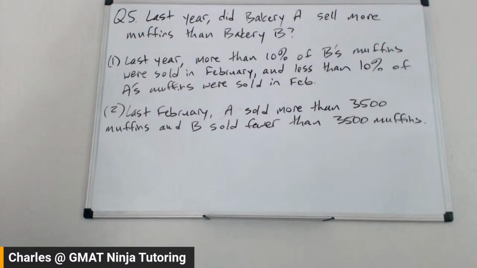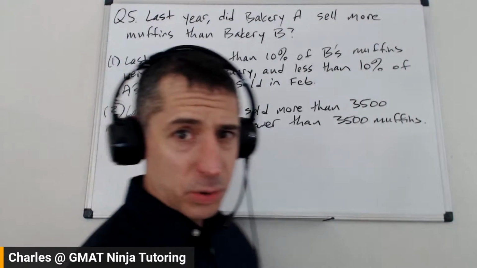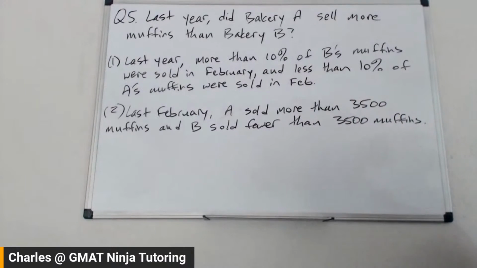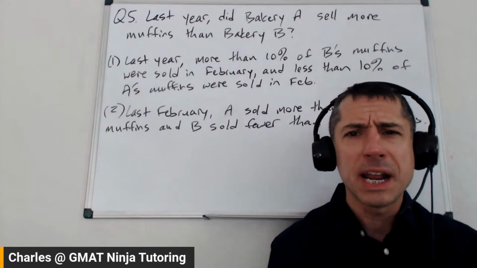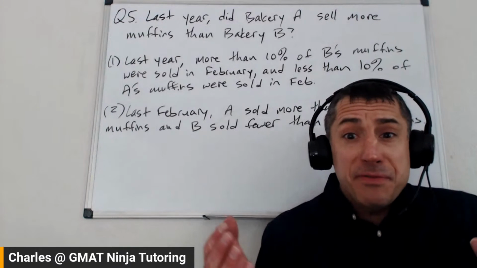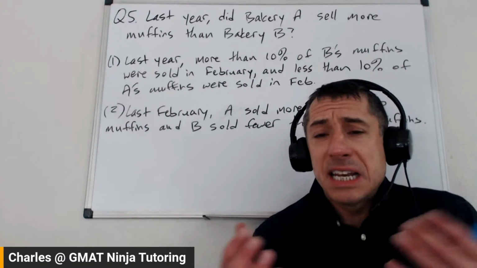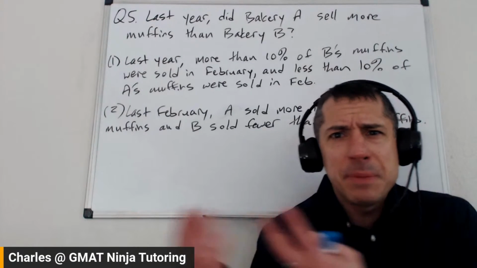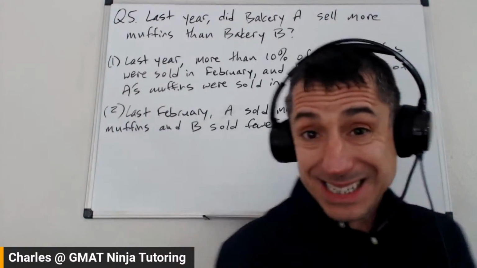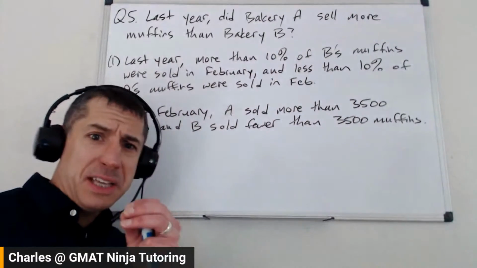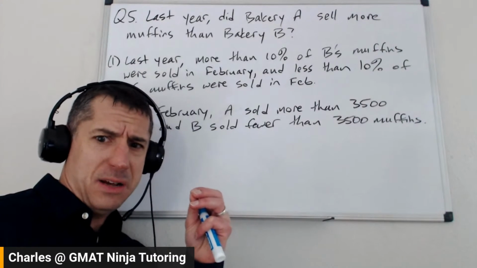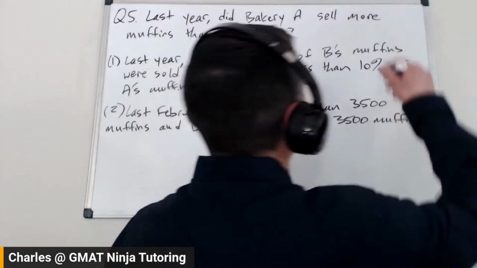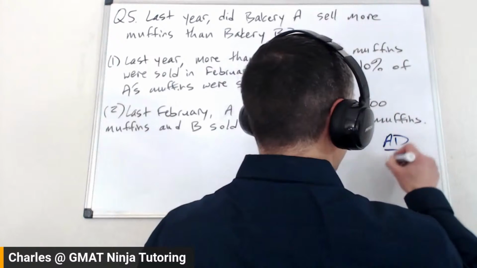Statement 1. Last year, more than 10% of the muffins sold by bakery B were sold in February. And at bakery A, less than 10% of the muffins they sold for the year were sold in February. I don't care about February. Why am I reading this, right? And you look at it and go, well, how do I know what happened in the other 11 months of the year? Obviously, this is not sufficient. But the feel here, which is part of why I wanted to pick on this question, is why am I reading this? But yeah, not sufficient.